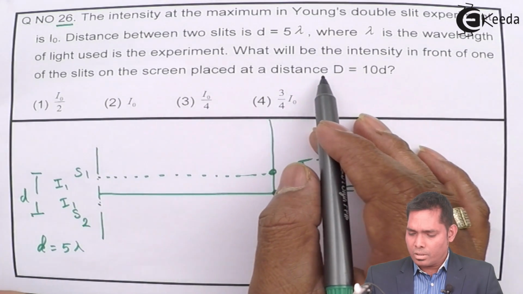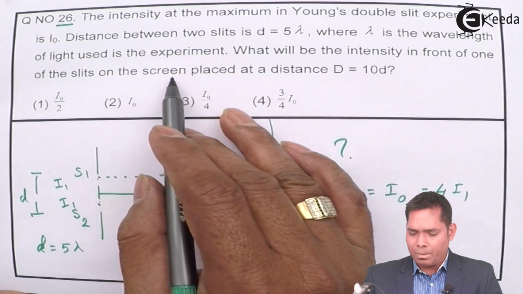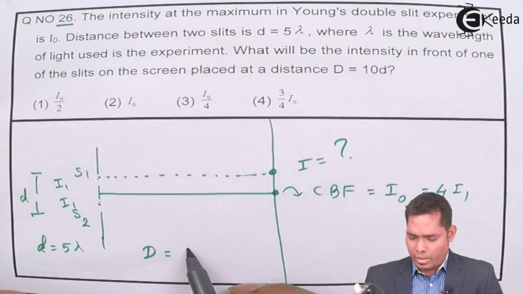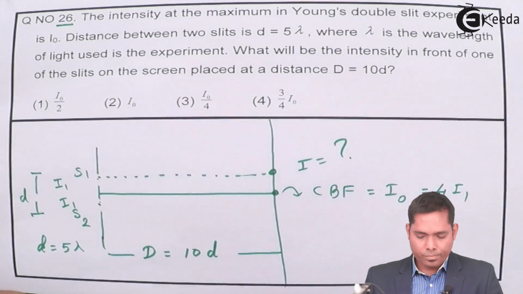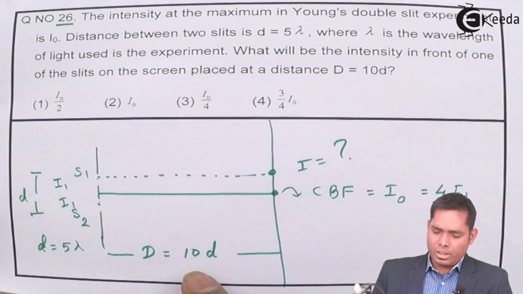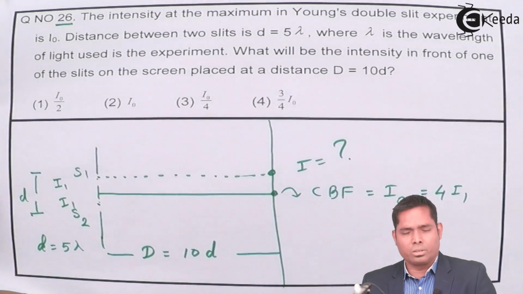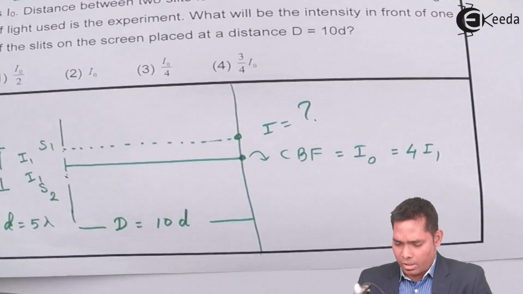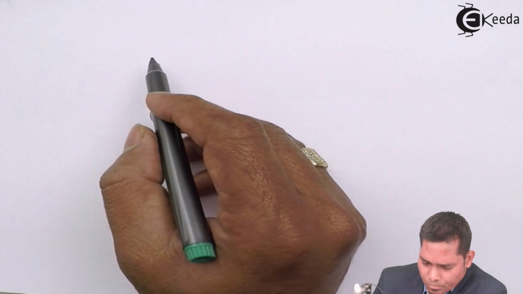At a distance, a screen is placed at a distance D equals 10d. So this capital D is 10 times this small d. That means D is much greater than the distance of separation between the slits. With this information, we are going to find the intensity.